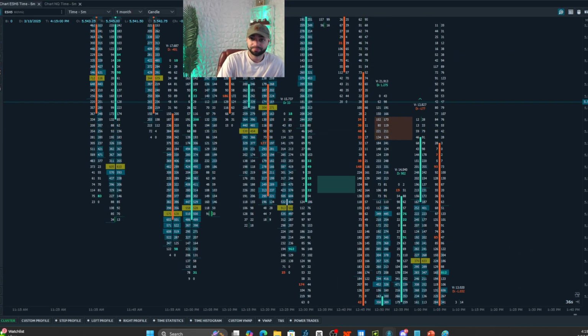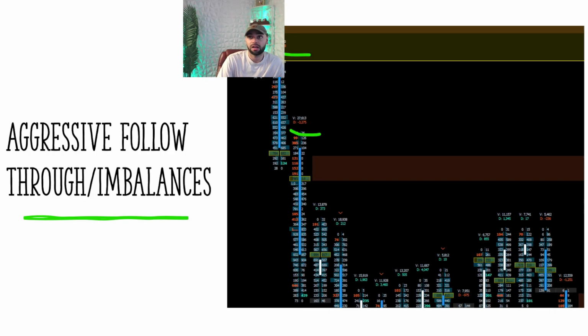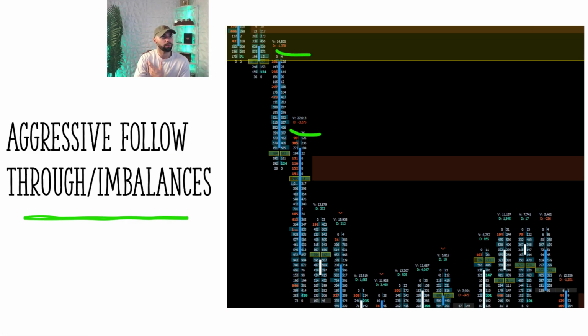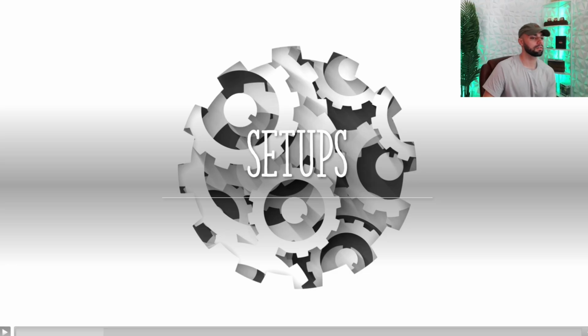So right here. And we will use these for actually a lot of setups. So let's say you got in short here, or you missed a short entry here, and you get an imbalance made here. You can use this for an entry later on, but it just gives you extra confirmation of who's actually in control. All right, so we're going to be talking about the setups now.